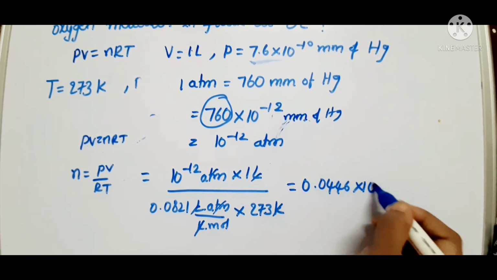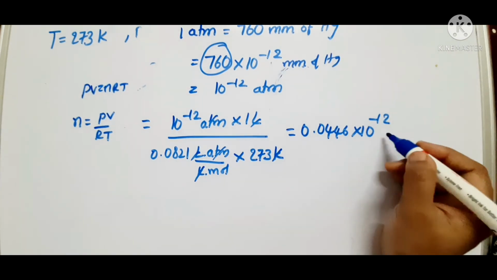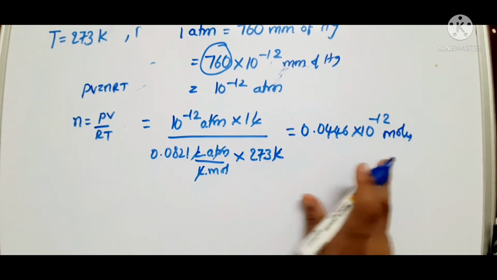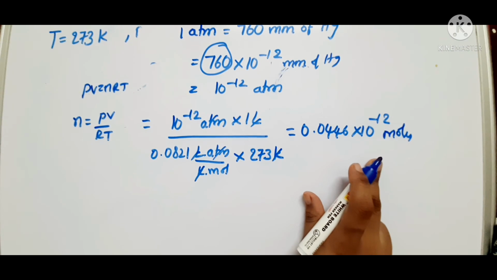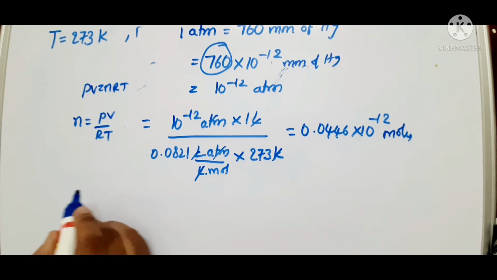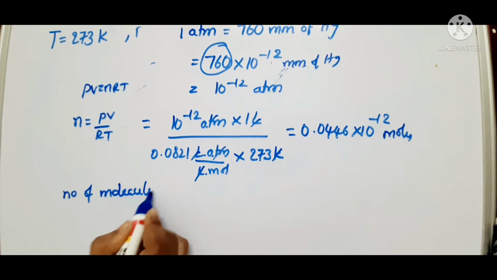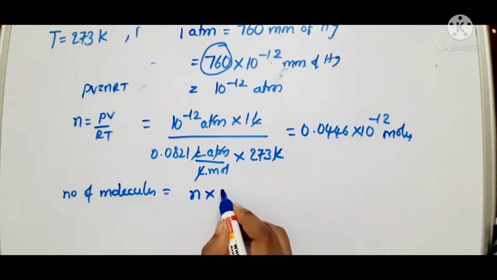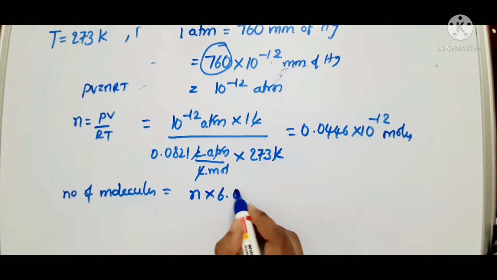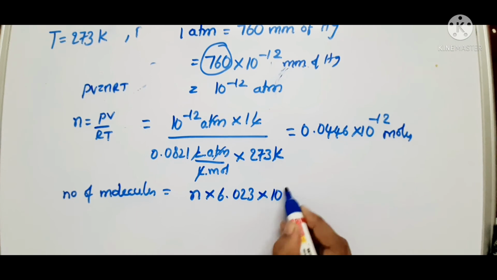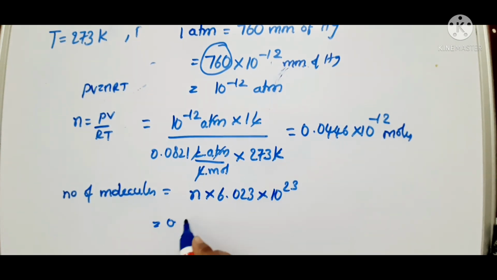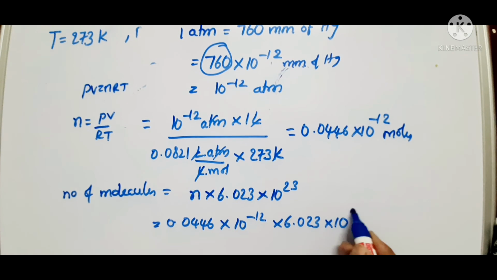So you can have the value 0.0446 into 10 power minus 12. This is the moles. Number of moles, n equal to that. But in the question they are asking for the number of oxygen molecules. Okay, number of oxygen molecules comes from the Avogadro number. Number of molecules equal to n into Avogadro number. What is Avogadro number? 6.023 into 10 power 23. What is n here? 0.0446 into 10 power minus 12 into 6.023 into 10 power 23.